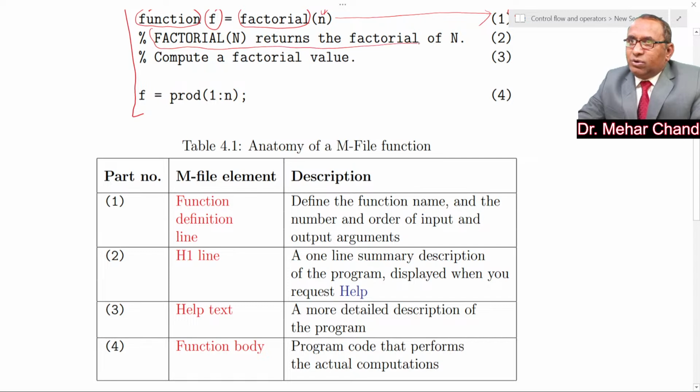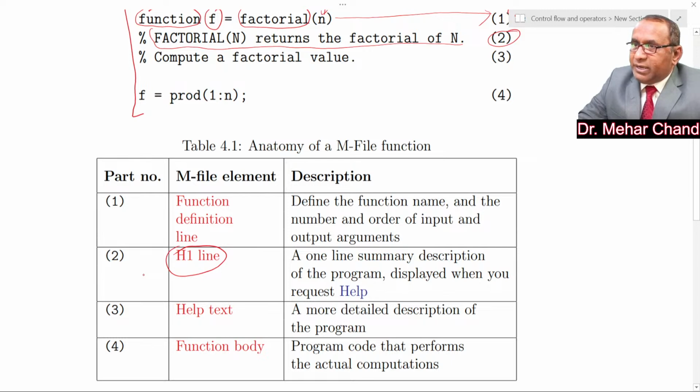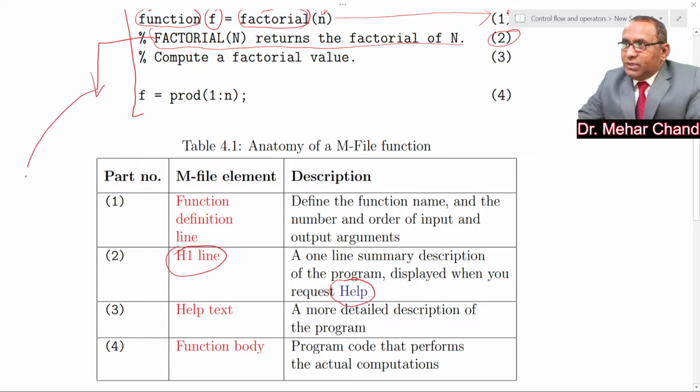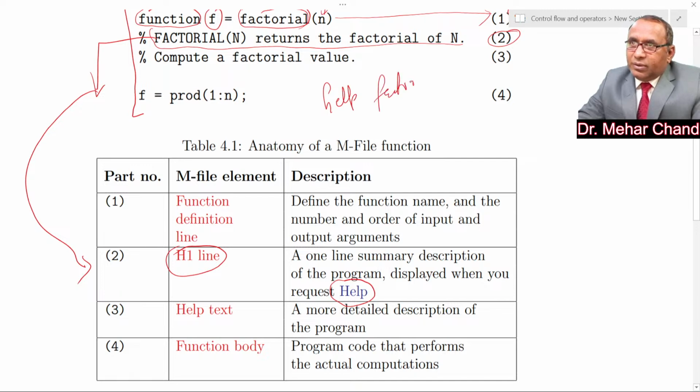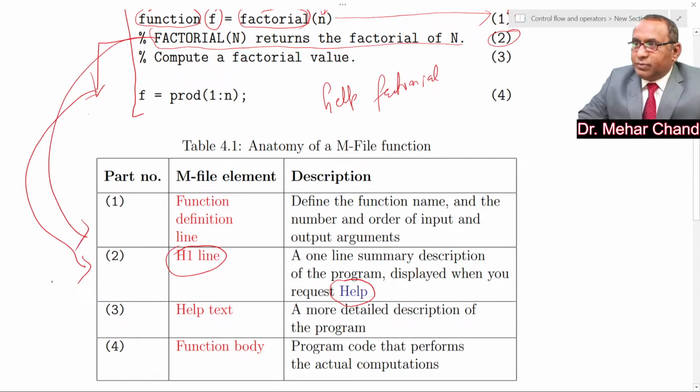The second line returns the factorial of n, and this line is denoted by H1 line. It is a one-line summary description of the program and is displayed when you request help, as I demonstrated in the last lecture. So when you use the help function along with the name of the function, it will return this statement. This statement will appear when you enter help factorial, and this message will be displayed in the command window.